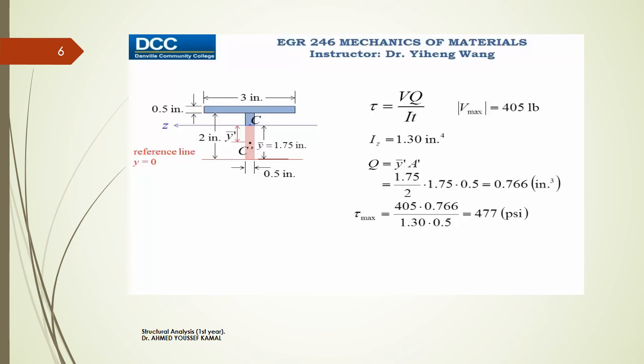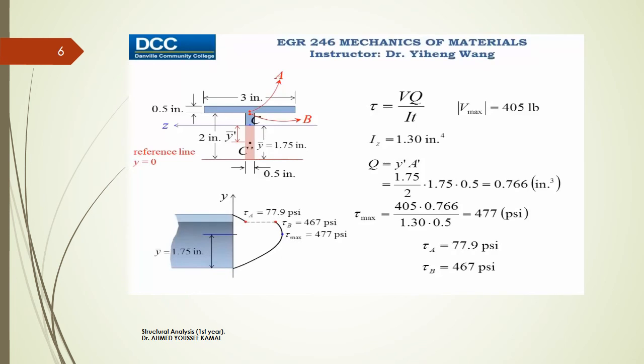And we can also use a similar approach to calculate the shear stress at these 2 points that are at the place where the cross-sectional area changes. They are right next to each other. However, point A is on the flange and point B is on the web. And we can calculate their shear stress. And based on all this information, we can sketch the shear stress distribution on this cross-sectional area as a function of position y.